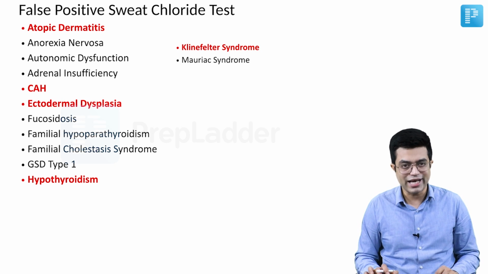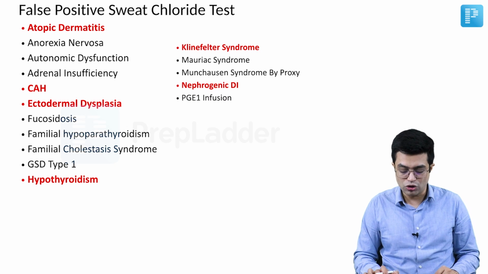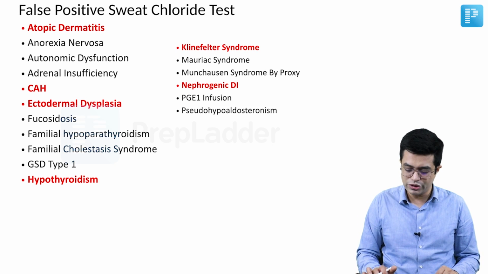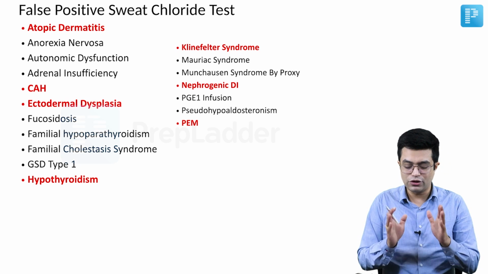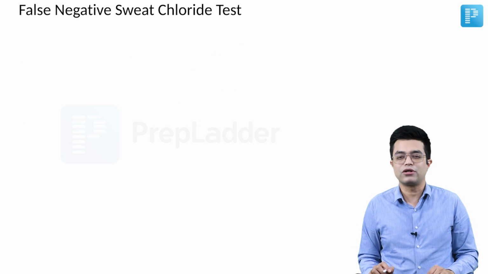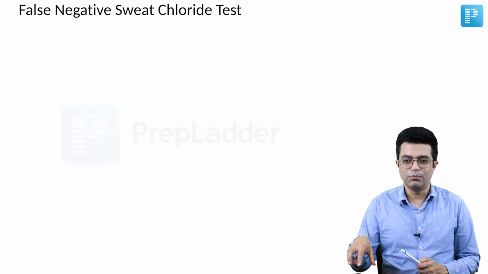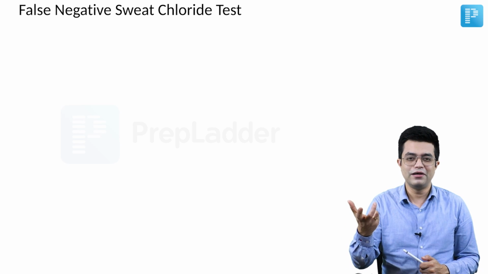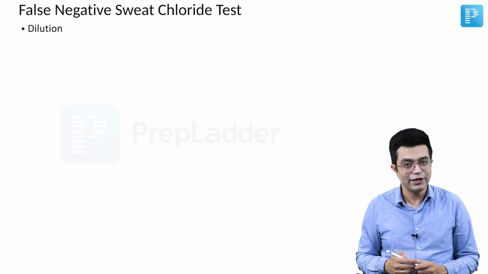Klinefelter syndrome, Mauriac syndrome, Munchausen syndrome by proxy, nephrogenic DI, prostaglandin E1, that is alprostadil infusion, pseudohypoaldosteronism, protein energy malnutrition. These are the causes of false positive sweat chloride test. Now, what are the causes of false negative sweat chloride test? False negative means the patient has cystic fibrosis, but the sweat chloride level will not be more than 60 milliequivalents per liter, right? So this will include dilution.